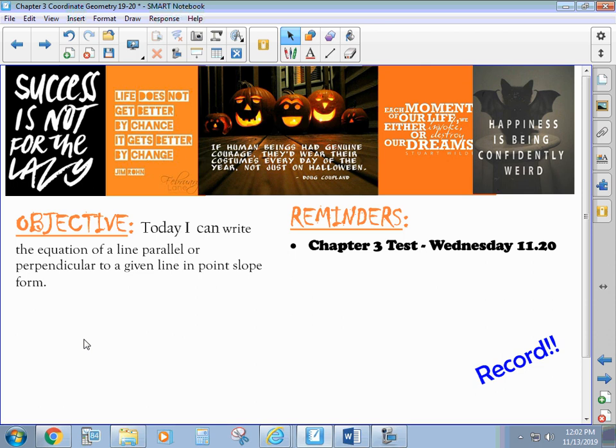There's actually three ways. We're going to talk about one other way today. We are not going to talk about the third way. There's standard form, point slope, and slope intercept. I'm sorry, y equals mx plus b is slope intercept, right? You have mx plus b, slope and y-intercept. Today we're going to talk about point slope.